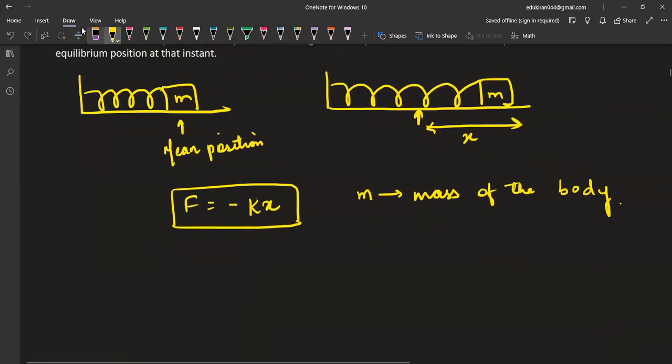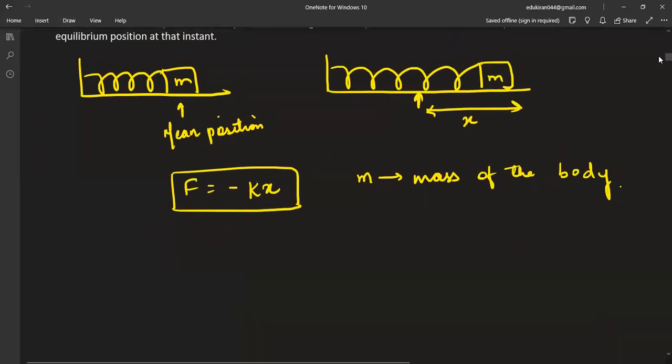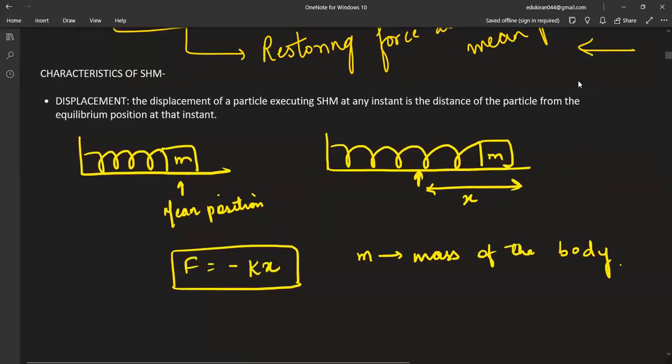Okay, now the last topic for today, that is the conditions or characteristics of SHM. So first is the displacement. Displacement is basically taken from the mean position, and F is equal to minus kx. This I have already discussed.